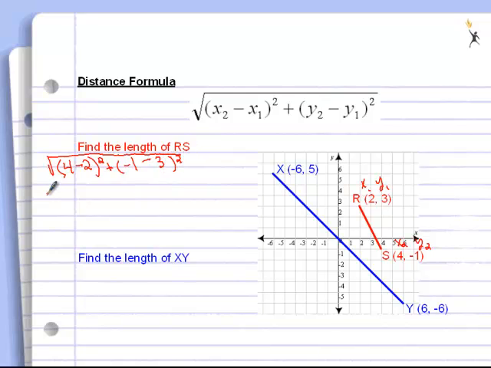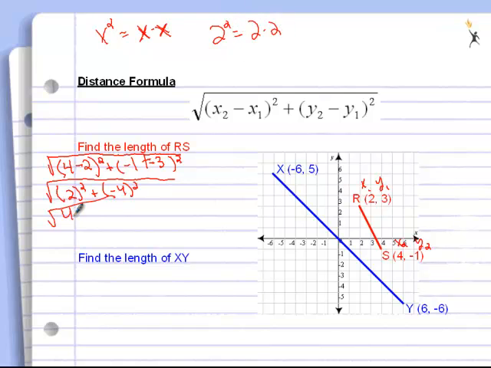Now I'm going to simplify this. 4 minus 2 is 2. That still has to be squared. A negative 1 plus a negative 3 is a negative 4, and that needs to be squared. Now, hopefully you remember that squaring something means you're just multiplying it by itself. The 2 means it's happening twice. So 2 squared means 2 times 2, which is 4.